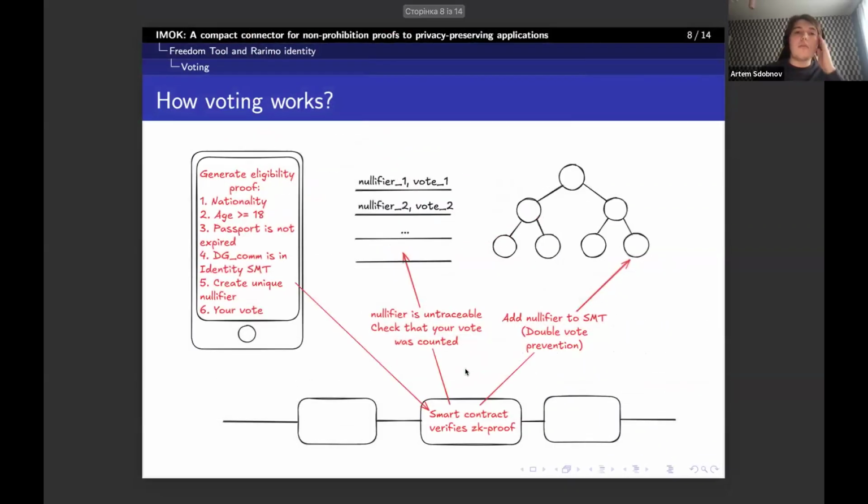Okay, and now how we could vote. Now, when our information is stored in our mobile phone, we can generate a zero knowledge proof that we have a certain nationality, that our age is bigger than 18, or another number which is specific for a certain country.